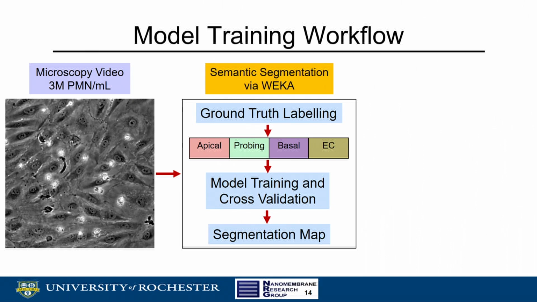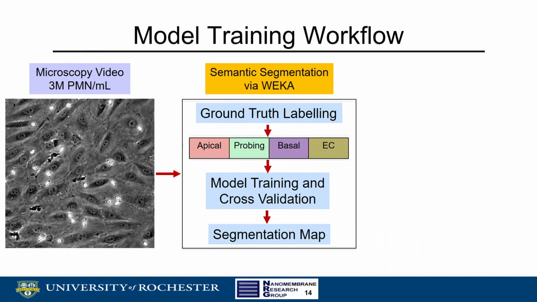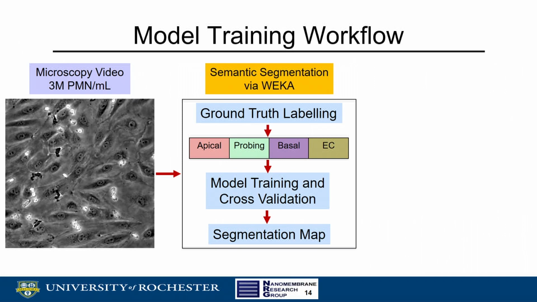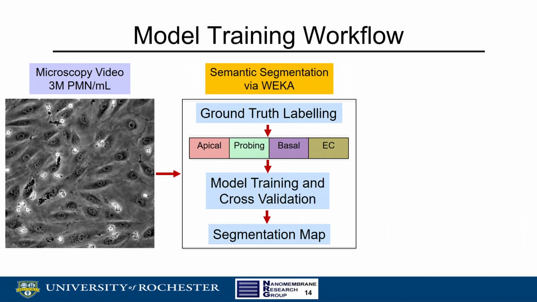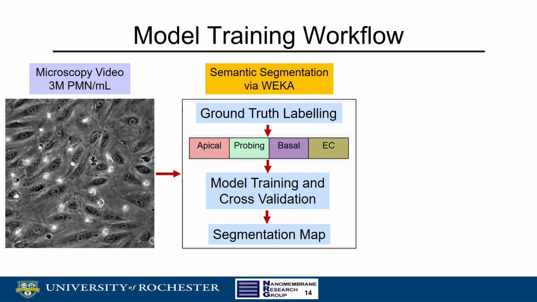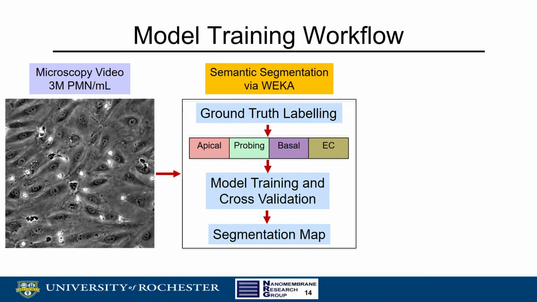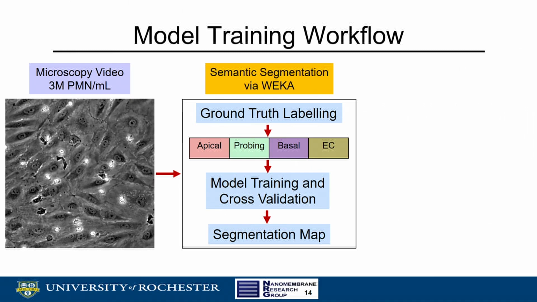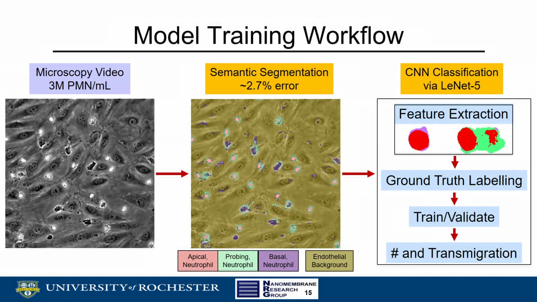So after labeling, we trained the model over and over again and added more labels as needed until we achieved a satisfactory error rate of about 2.7%, which was measured via out-of-bag error, which is standard for a random forest. The output data from this process then is a high contrast color map, which was then used to give us information for neutrophil state and trafficking. And here's an example of a color map.